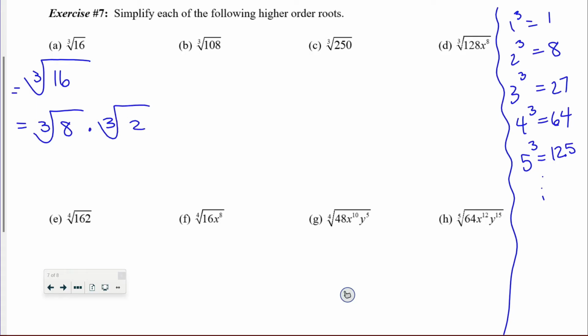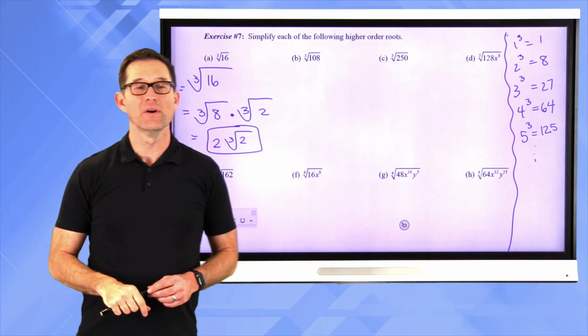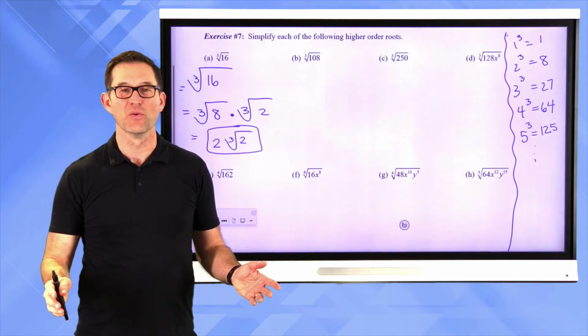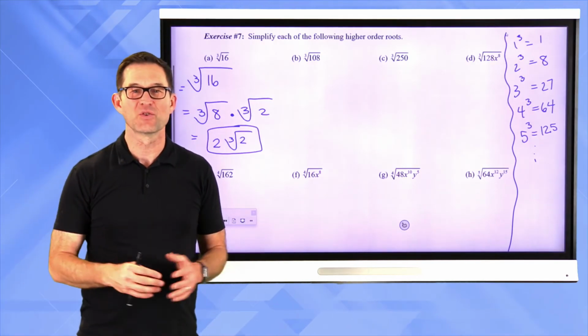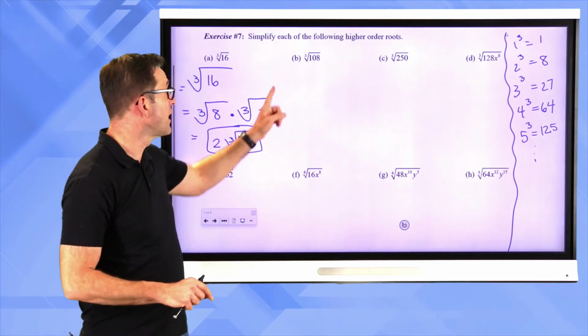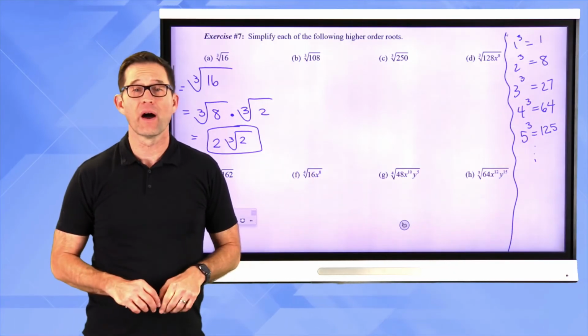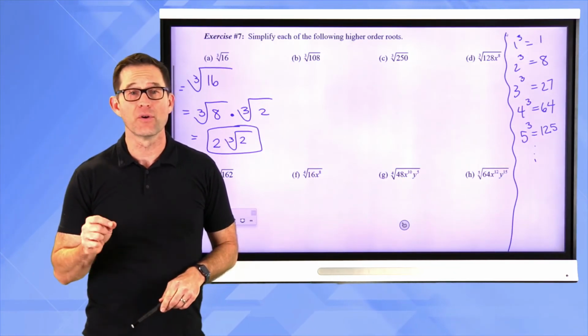Maybe make that look like a multiplication symbol. The cubed root of 8 is 2, and the cubed root of 2 I have to just leave like this. So the cubed root of 16 is 2 times the cubed root of 2. All right, great. Why don't you take a shot at letter B, where we're trying to simplify the cubed root of 108.